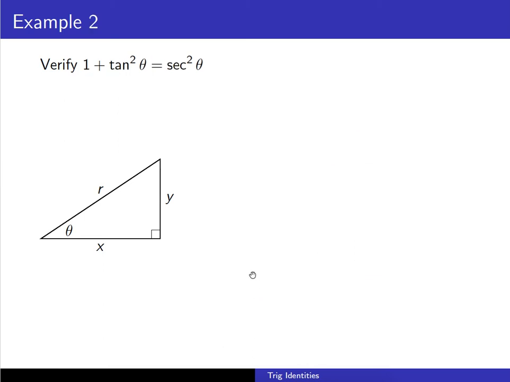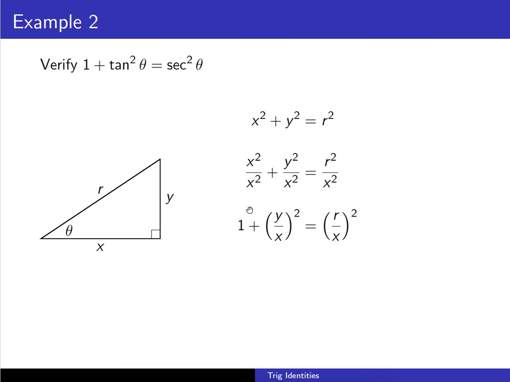Example 2, we have 1 plus tangent squared equals secant squared. So we're going to start again with x squared plus y squared is r squared. This time we're going to divide everything on both sides by x squared. So dividing every single term by x squared, we get 1 plus y squared over x squared is y over x, that fraction squared, equals r squared over x squared is r over x, that fraction squared. Now y over x is tangent of theta, r over x is secant of theta. So this becomes 1 plus tangent of theta, that expression squared, equals secant of theta, that expression squared, which then we can write our exponents between the trig function and the angle, giving us 1 plus tangent squared equals secant squared.